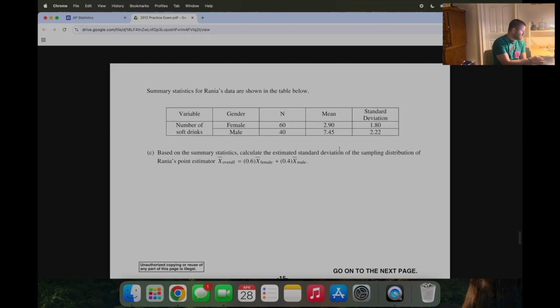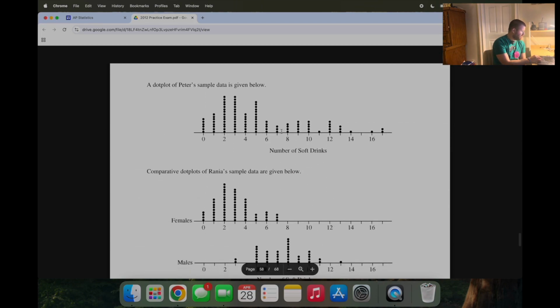I get to part C, right? Well, now, this part here, I now have to do the weighted square root of S1 squared over N1 plus S2 squared over N2. And so I would do that, right? 1.8 squared over 60 plus 2.2 squared over 40, all underneath the square root, and get that number. All of these formulas are on your formula sheet, and none of this question is hard so far. So where's the hard part? You can see how long this question is.